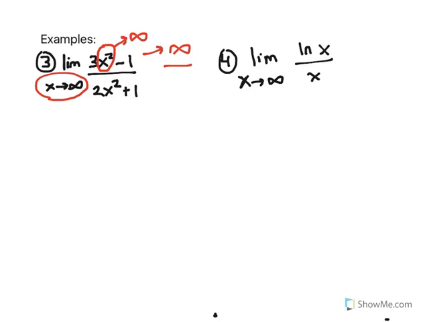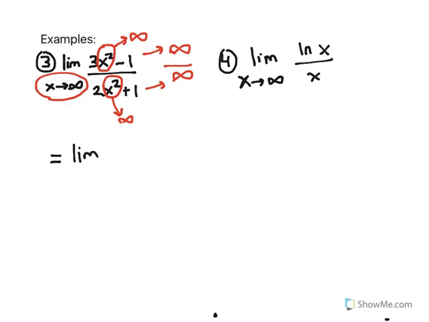The denominator, as x approaches infinity, x squared will approach infinity. So 2 times x squared will also approach infinity. +1 won't make any difference. So both the numerator and the denominator will approach infinity. That's one of those indeterminate forms for which we can use L'Hopital's rule. So we can use L'Hopital's rule in this problem. And here's what we do.